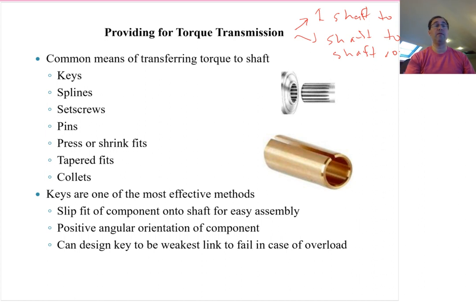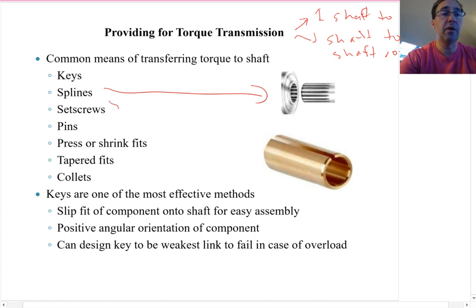Probably the most common and effective is a key and a keyway. That's the first one. There's also splines. Splines are a bit more heavy duty for high torque applications. It's sort of like a permanently locked gear on a gear. There's set screws and pins. These are weaker, more fit for smaller shafts. I'll make those notes here.